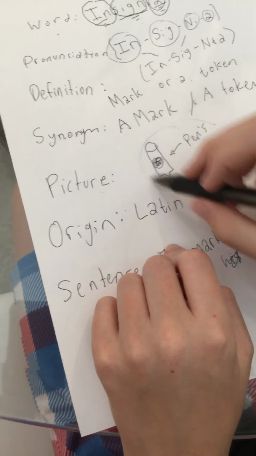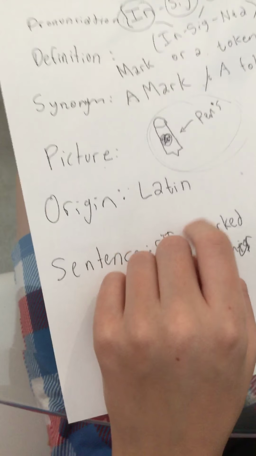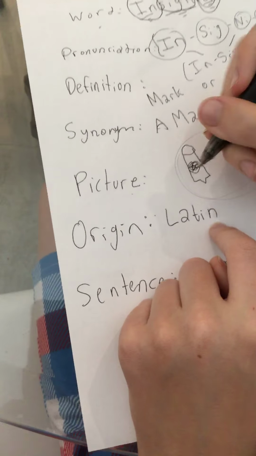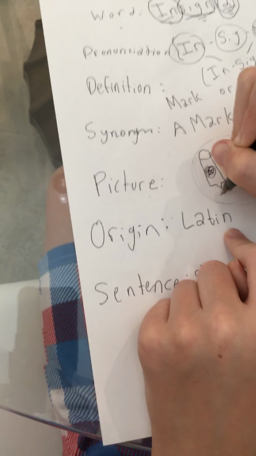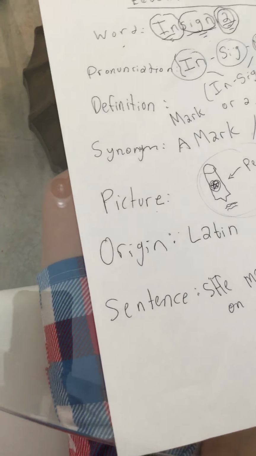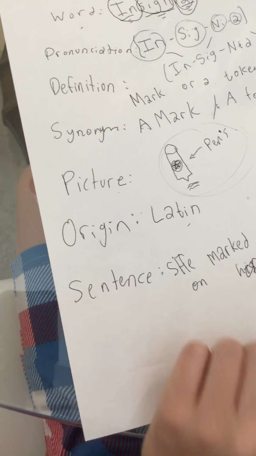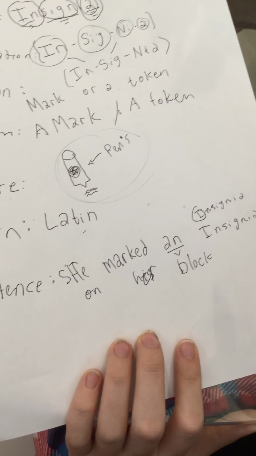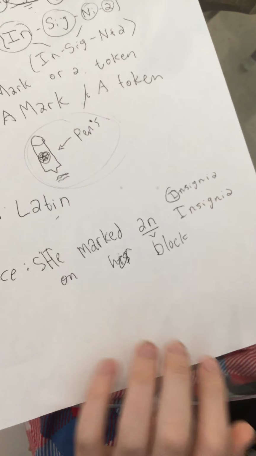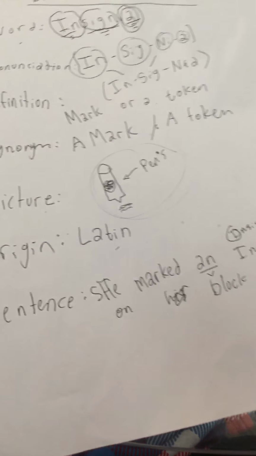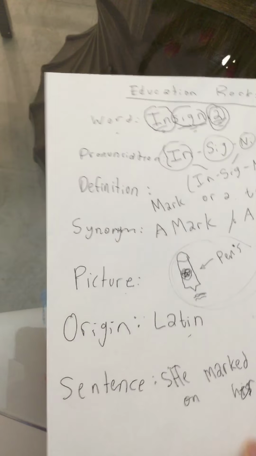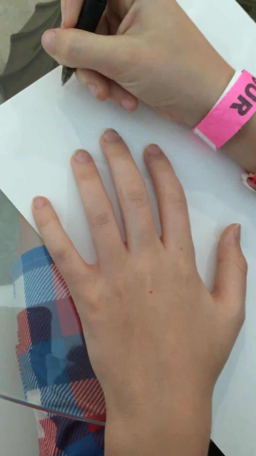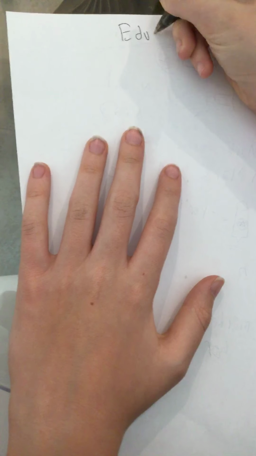Here's the picture. This is pens, pencil. No, let's say pen. The origin is from Latin. And the sentence is, she marked an insignia on her block. So that means she doesn't want to lose her block, so she put a mark on it so she would remember it's hers. So now, let's start on chapter 2 of math.